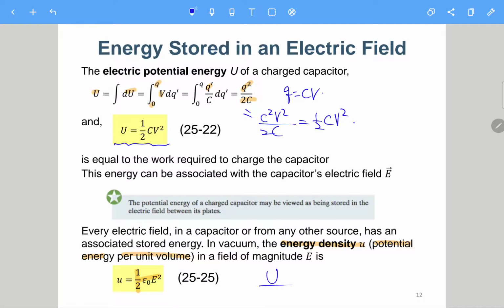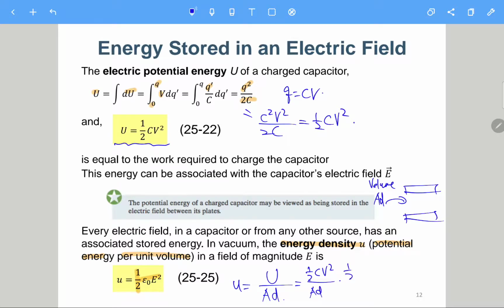For this case, you may imagine it is a parallel plate capacitor, so the volume there would be AD. So we have a parallel plate here, and this volume would be AD. So small u is capital U over AD, and this is 1/2 CV squared all over AD.